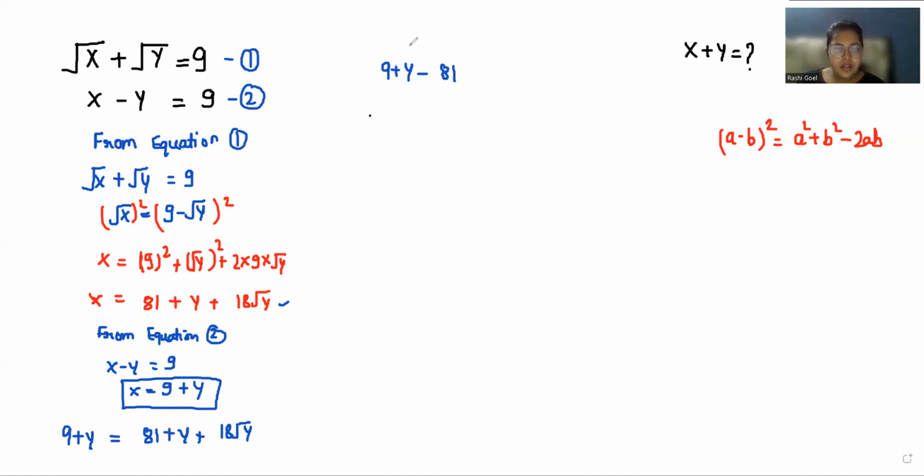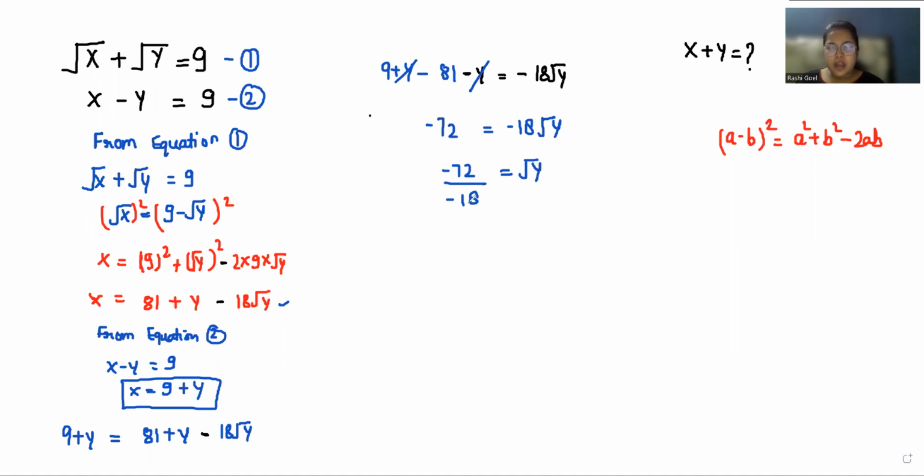This is negative here. 9 minus 81, negative y is equal to negative 18 root y. So positive y cancels out the negative y, and 9 minus 81 is negative 72, equal to negative 18 root y. So negative 72 by negative 18 is equal to root y. So in the table of 18, 72 comes at 4 times.